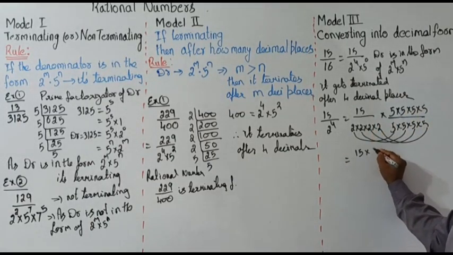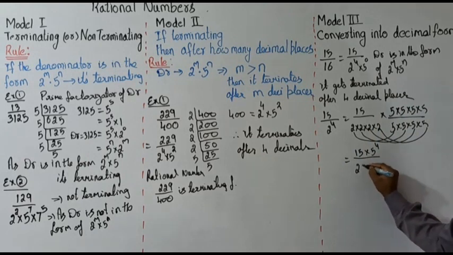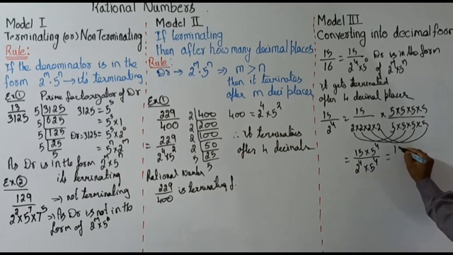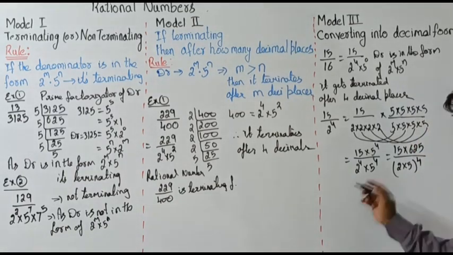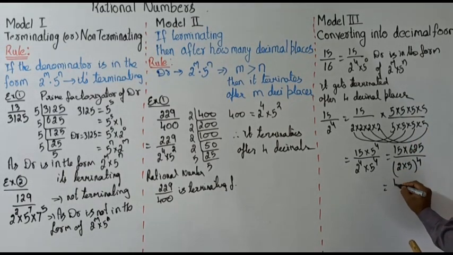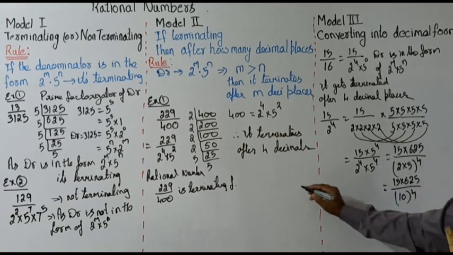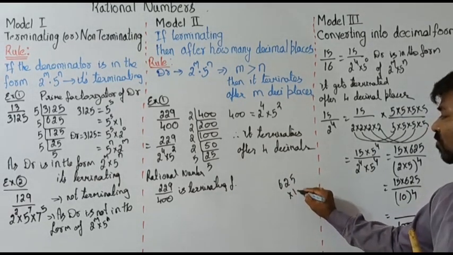So it is nothing but 15 into 5 to the power 4 by 2 to the power 4 into 5 to the power 4. Now I'm combining this: 15 into 625 by 2 into 5 whole to the power 4. Again, can I write it as 10 to the power 4? Yes, it's nothing but 10 to the power 4. It becomes 4 zeros, and 625 into 15.